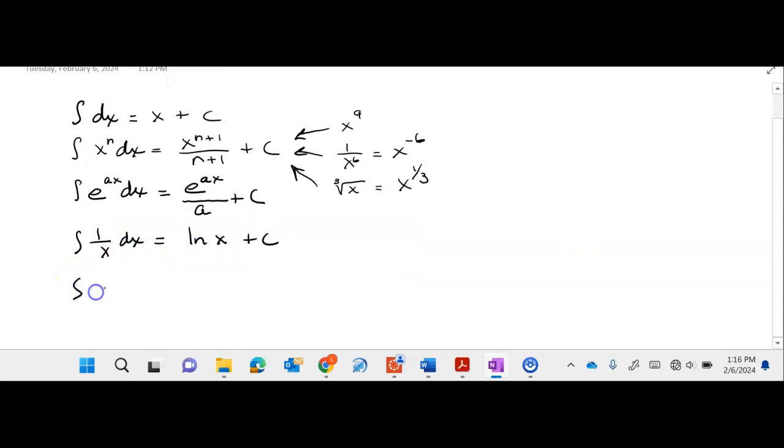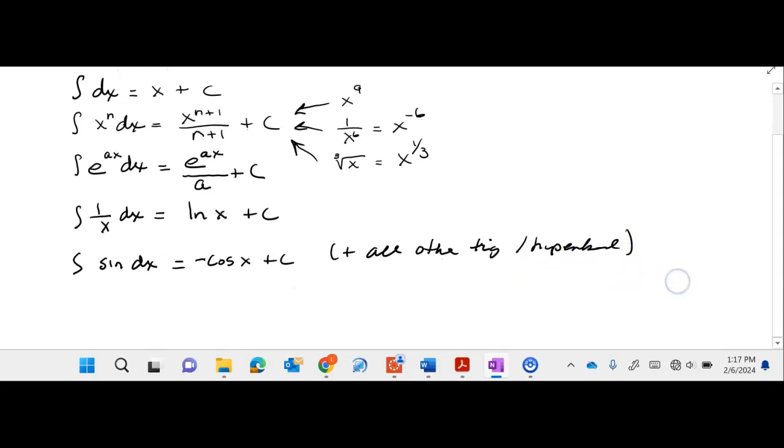And of course, all of your trig functions, I am only going to put sine here. The integral of sine, of course, is the opposite of cosine x, plus all other trig, and we can actually add hyperbolic functions to this. So you do need to know those.